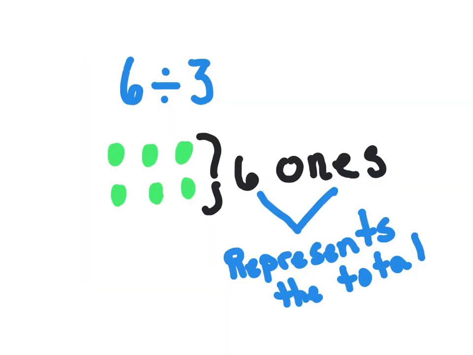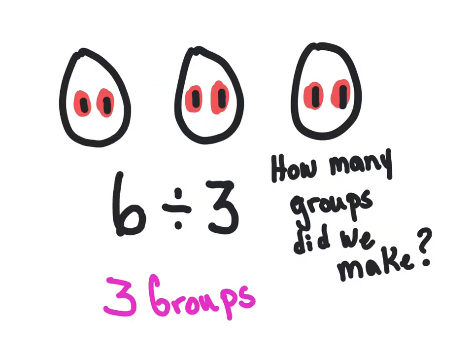So just continuing on, we have 6 divided by 3. Here are our 6 ones, and this represents the total. When we write out a division sentence, we always put the total first, and then how many groups we're putting it into. So over here we have our 6, 1, 2, 3, 4, 5, 6. So there's our total, and we're putting them into 3 groups, and that's why we would have 6 divided by 3. So how many groups did we make?